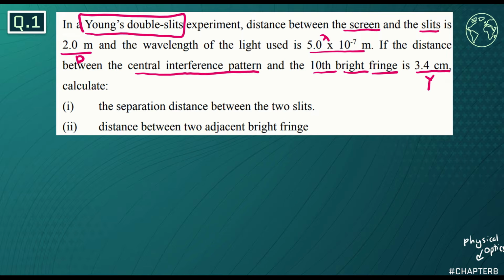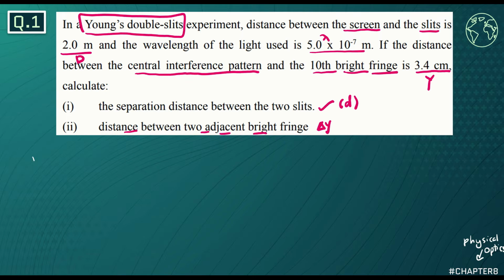Then calculate the separation distance between the two slits. We need to find small d. And the distance between two adjacent bright fringes. This one, we need to find delta Y.